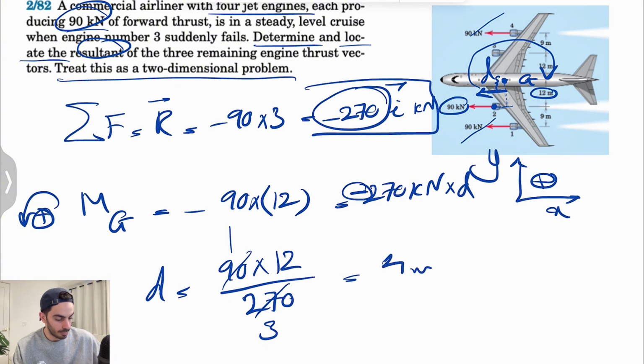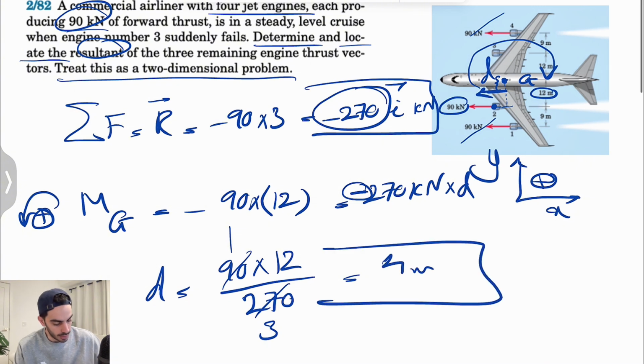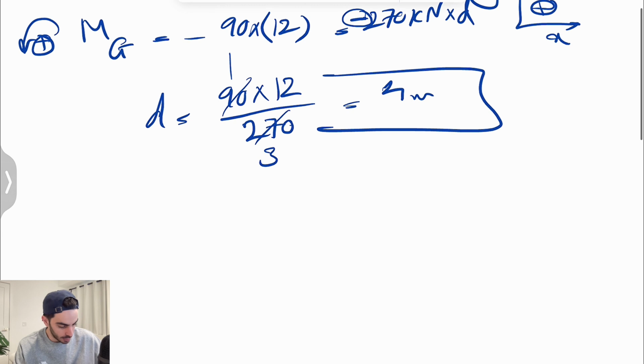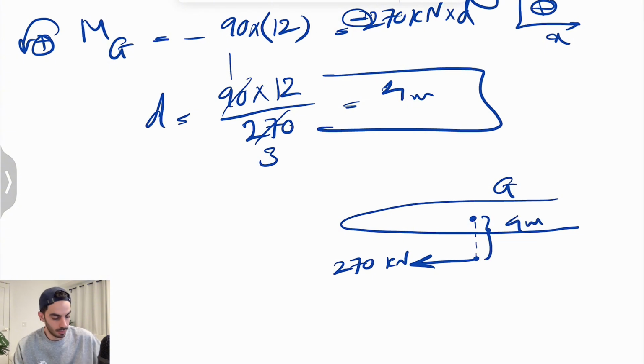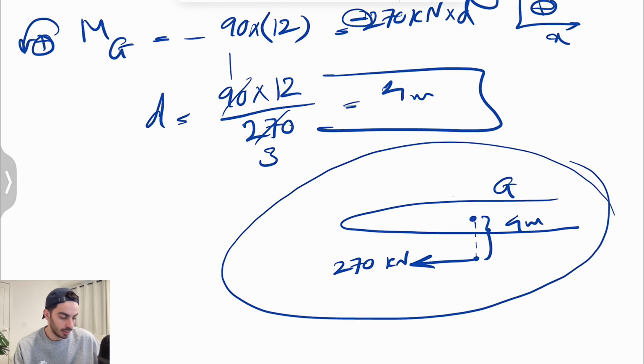meters. And if we want to show our final answer, if this is the airplane and this is the point G, we can replace all those 3 forces with one single force that has a magnitude of 270 kilonewtons and is at a distance of 4 meters. And these are the things. I hope everything was clear.